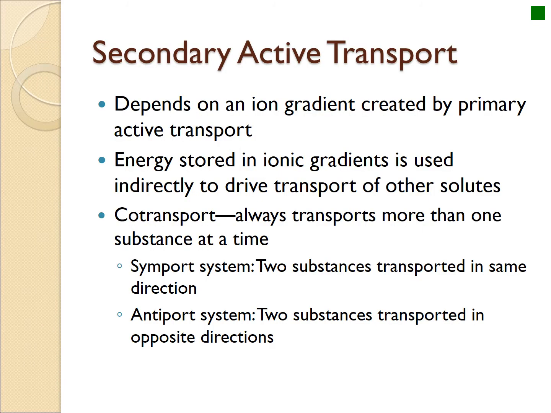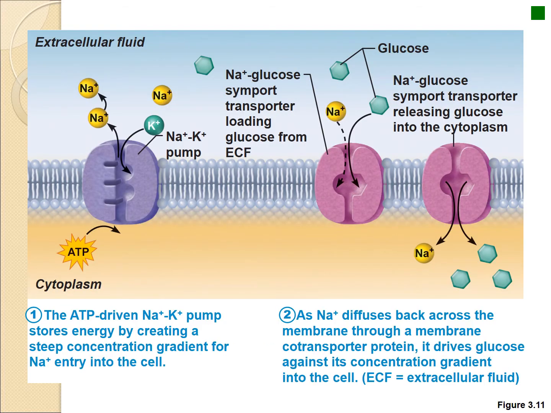Now, secondary active transport, I have to show you a picture of. This is a little different. The most common type of secondary active transport is called co-transport. And this is found in two types. I'm just going to mention the names. Symport and antiport. That means two substances can be transported in the same direction, and two substances can be transported in the opposite direction. So what does this look like?